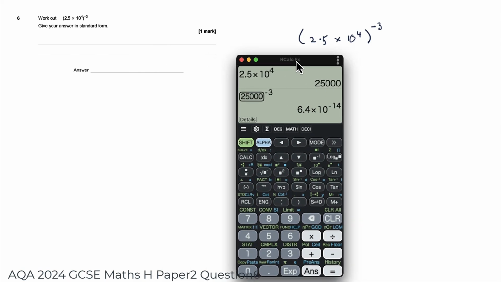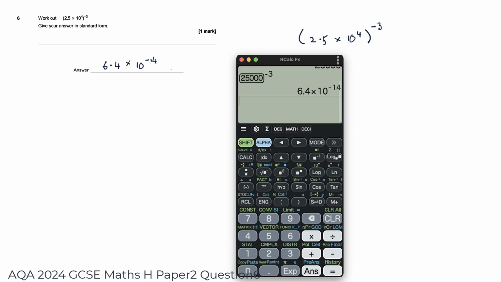Your calculator should automatically give you that number in standard form. So it's 6.4 times 10 to the negative 14. Now let's look at the other ways that we can enter standard form numbers. I'm going to press the clear button a couple of times to clear the screen.